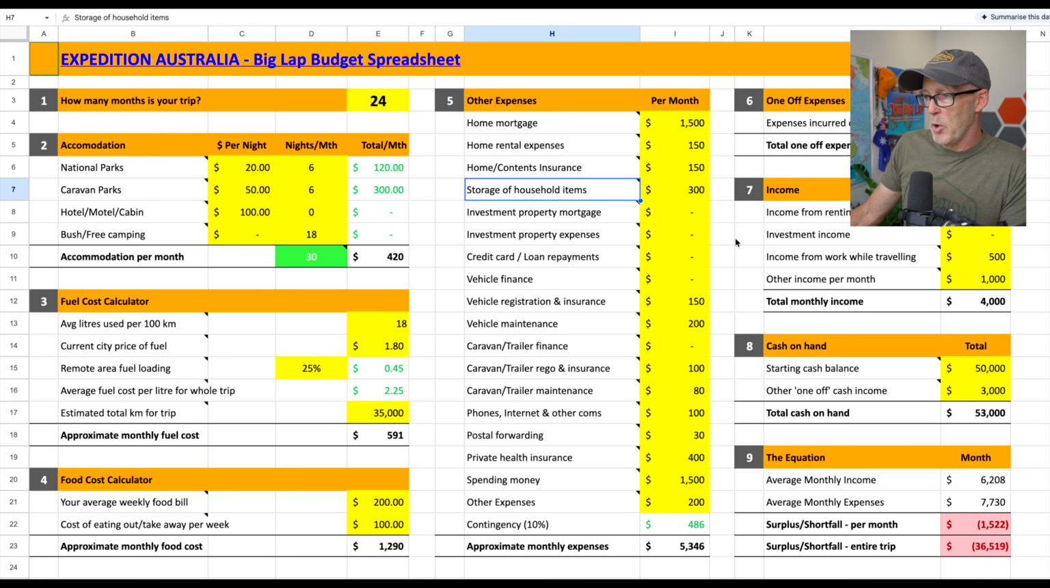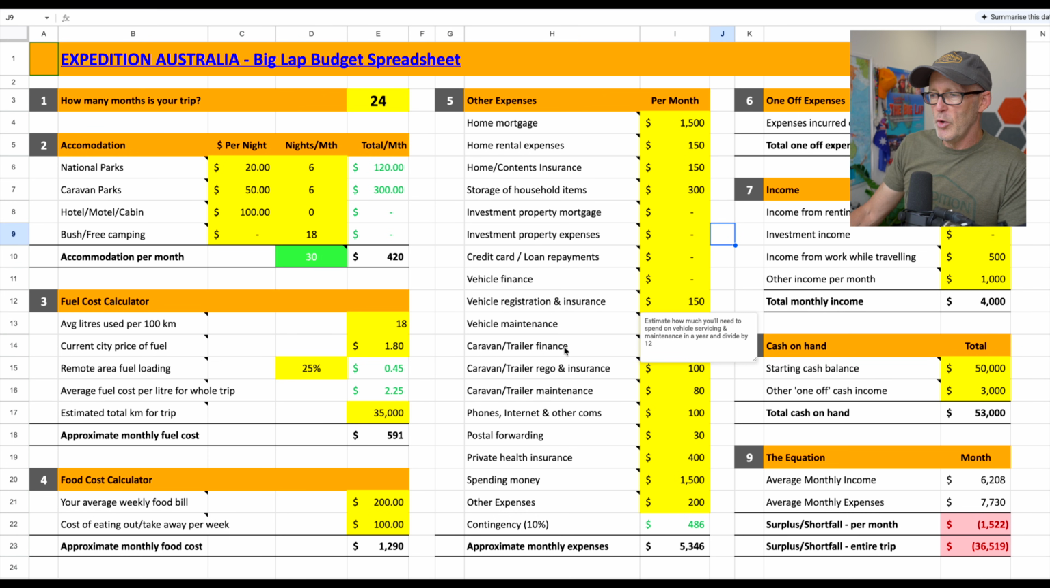If you've got an investment property, what's the mortgage on that? And obviously, if you've got 10 investment properties, you're probably not even looking at this spreadsheet, but then you would just put in the total there for the whole lot. Investment property expenses, any credit card repayments, any monthly credit card minimums that you need to pay, vehicle finance, registration, insurance. You get the idea.